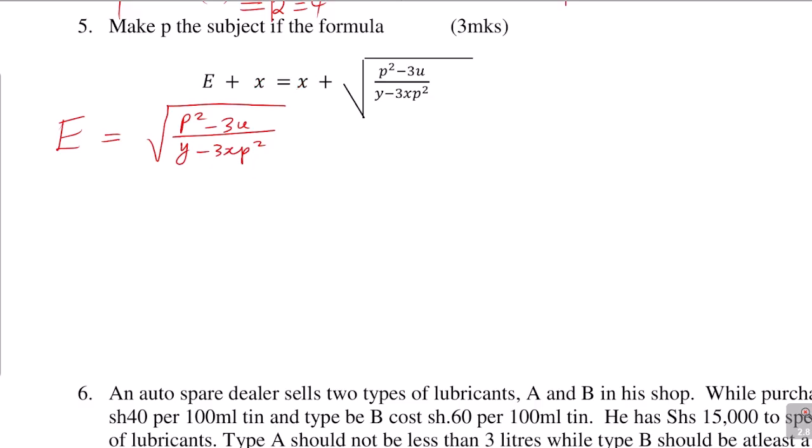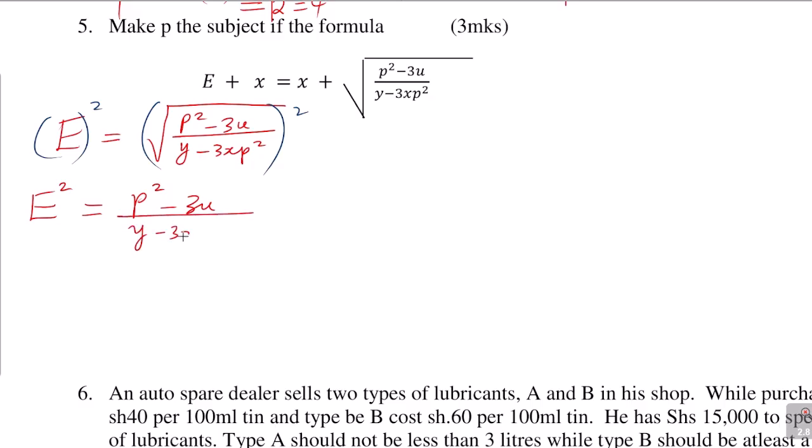So from there, get rid of the root sign. How do you get rid of the root sign? By simply squaring both sides. When you square both sides, the left hand side here, you get e squared is equal to (p squared minus 3u), everything divided by (y minus 3x p squared). Then from that step, you can cross multiply.